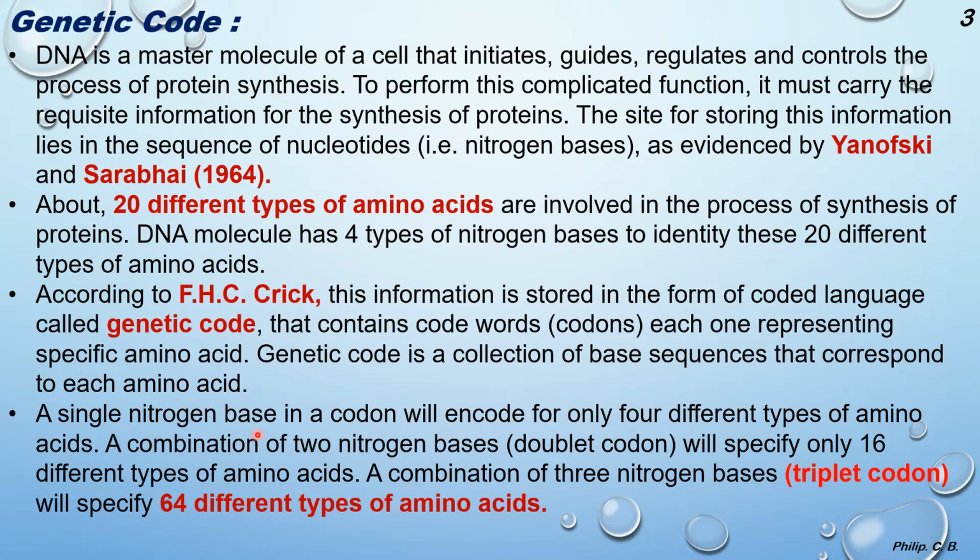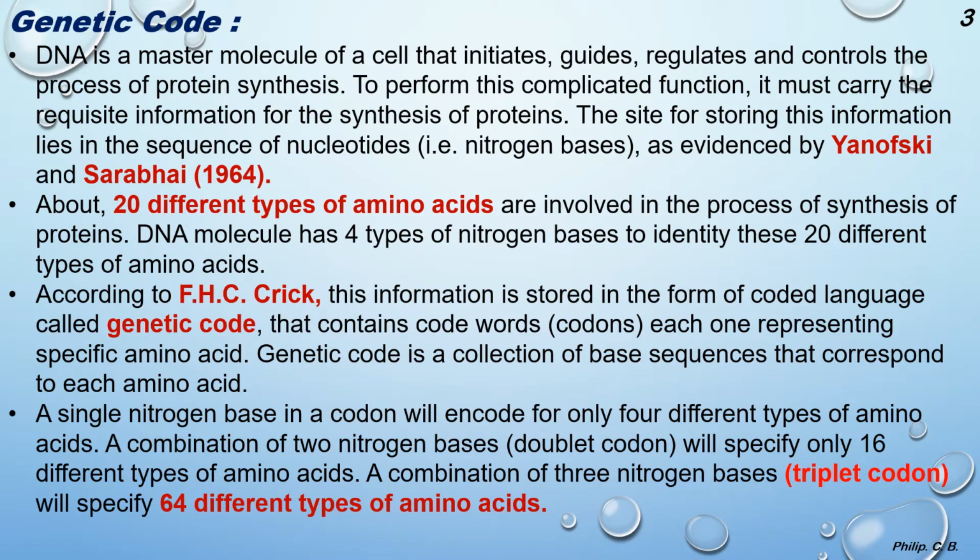A single nitrogenous base in a codon will encode for only 4 different types of amino acids. A combination of 2 nitrogenous bases, or doublet codon, will specify only 16 different types of amino acids, and a combination of 3 nitrogenous bases, a triplet codon, will specify 64 types of amino acids.